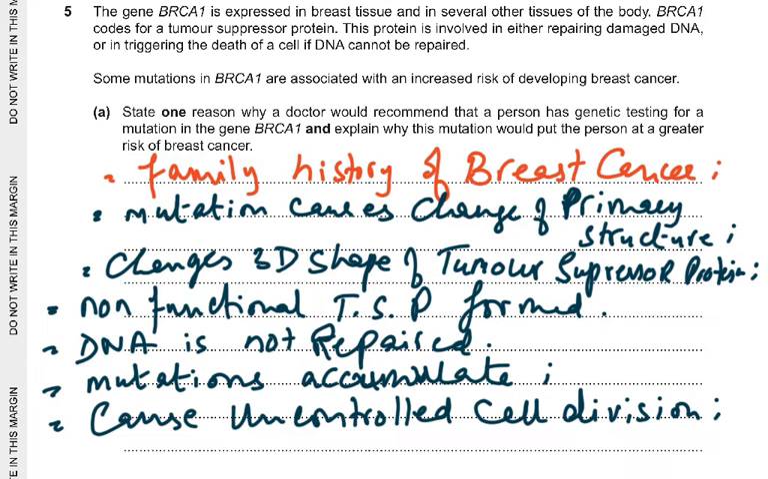So family history of breast cancer would of course be the top reason why a doctor would recommend it. And then of course we go into details. Mutation causes changes in the primary structure and then changes the 3D shape of the tumor suppressor protein, and a non-functional tumor suppressor protein is formed. DNA is not repaired, mutations will accumulate, and these mutations can cause uncontrolled cell division.